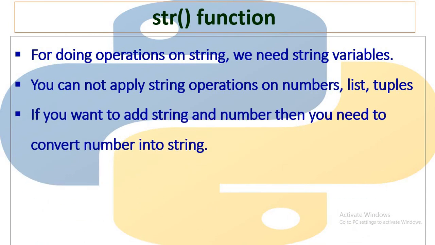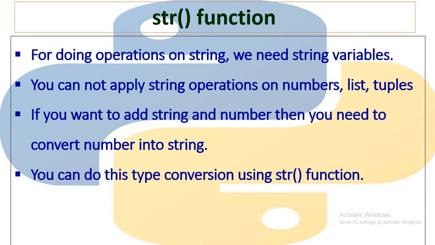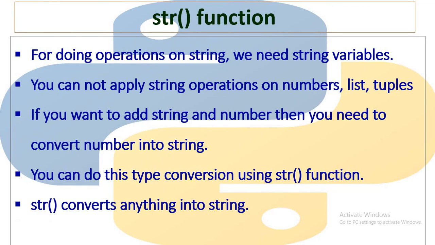So if you want to add string and number, then you need to convert the number into string. That conversion of number into string can be done by the str function. So the str function is going to convert any other data type into string. So you can do this type conversion using the str function. So str converts anything into string.